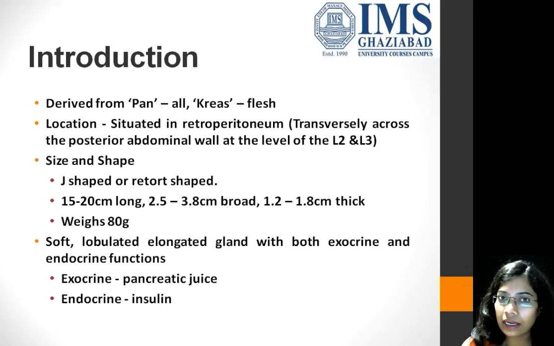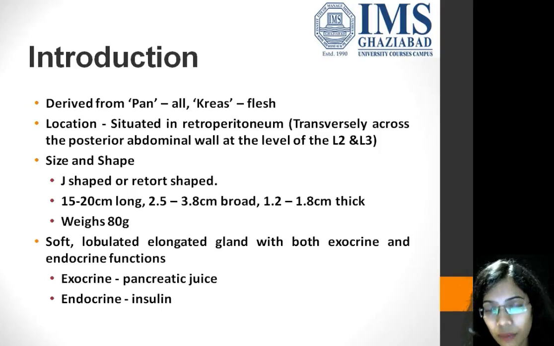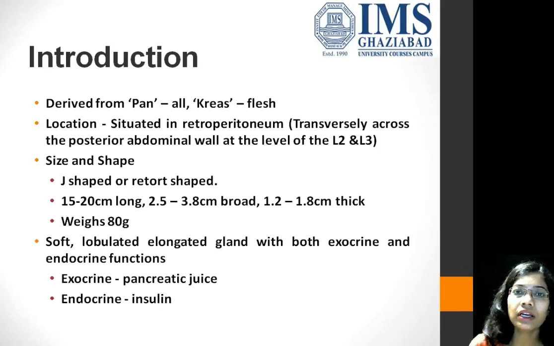The exocrine part of the pancreas forms pancreatic juice, whereas the endocrine part of the pancreas forms hormones. For example, the basic one is the insulin hormone.